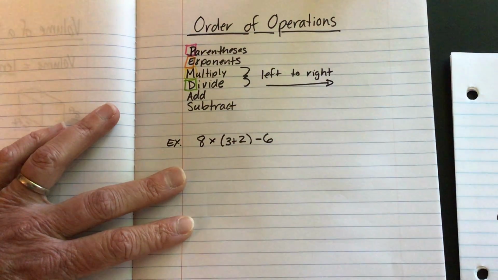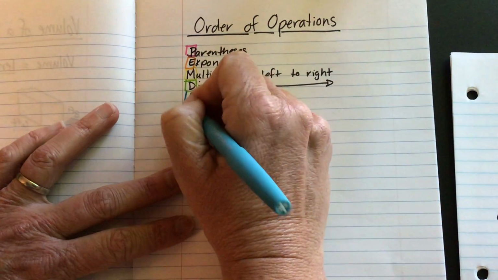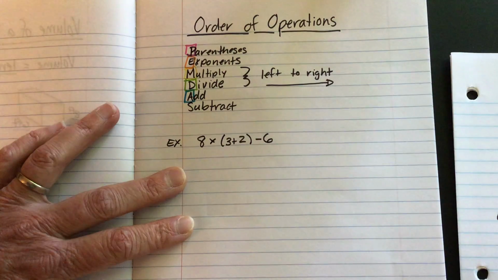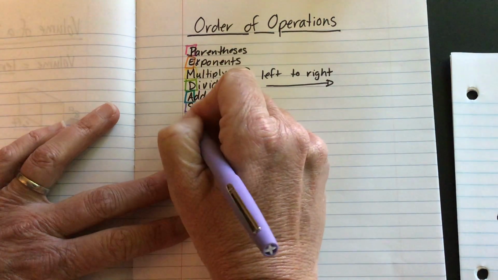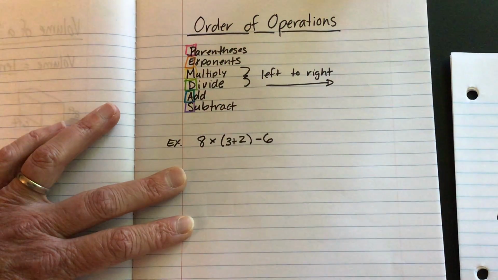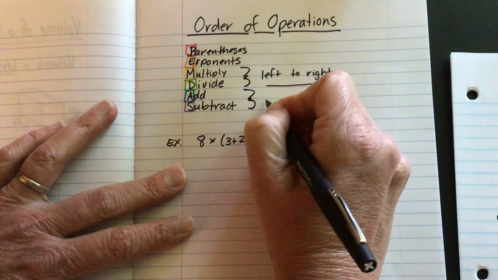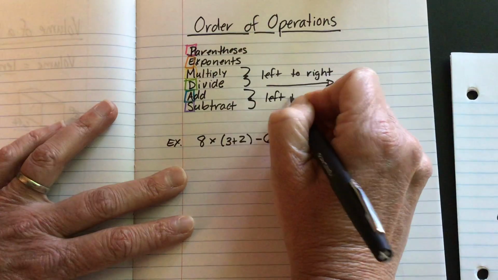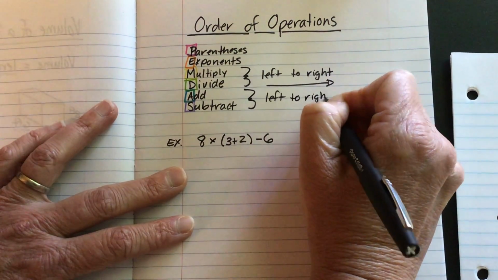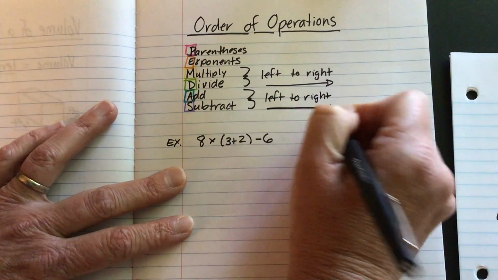Now, after we've done our multiplication and division, we can check to see, is there anything to add? And is there anything to subtract? Now, just like multiplying and dividing, this add and subtract, those are done from left to right as well. Left to right, just like you're reading a book.